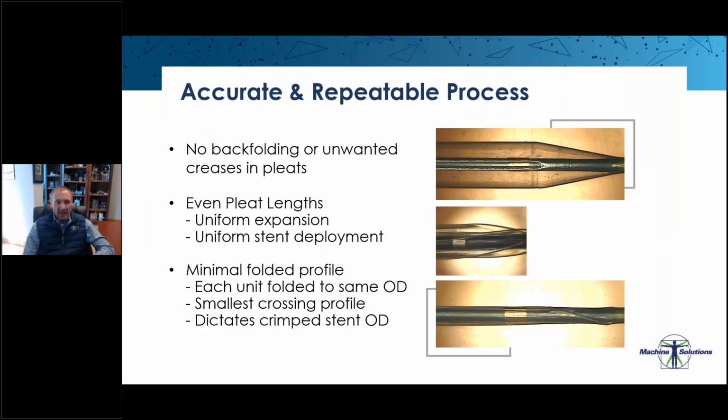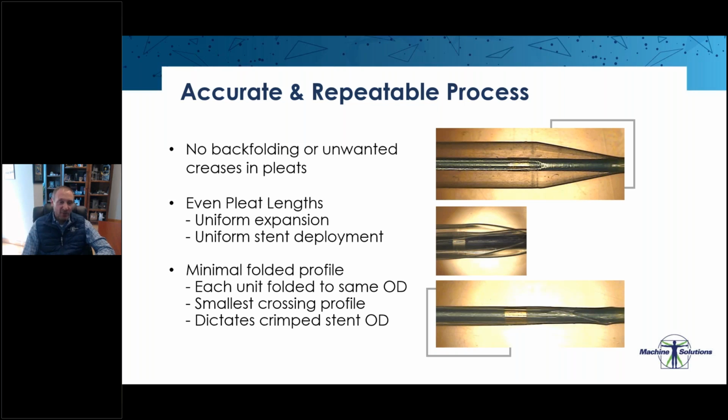So what are we trying to gain out of this process? Well, we need it to be accurate and repeatable. We do not want any backfolding or unwanted creases in the pleats that could lead to a larger OD or a non-uniform expansion of the balloon. Those even pleats are going to provide us with that uniform expansion if it's just a straight angioplasty procedure, or if there's a stent placed on top of that balloon, it is going to allow that stent to be deployed uniformly.